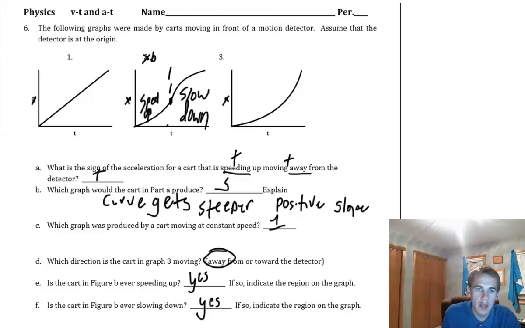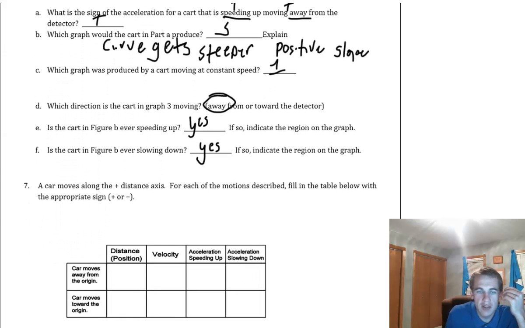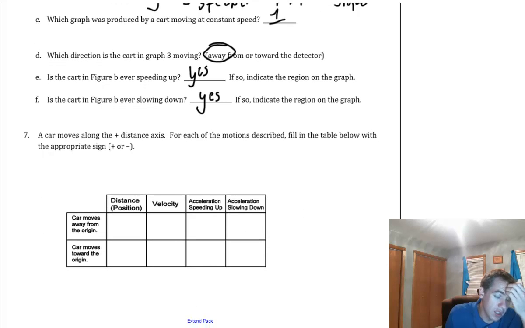All right, and then this last part here basically summarizes the relationship between velocity, position, and acceleration. If the cart is moving away from the origin, it's moving in a positive direction. If it moves towards the origin, it's negative. If it's moving away from the origin, that's a positive velocity. If it's moving towards the origin, that's a negative velocity. If it is moving away, speeding up, that's positive.